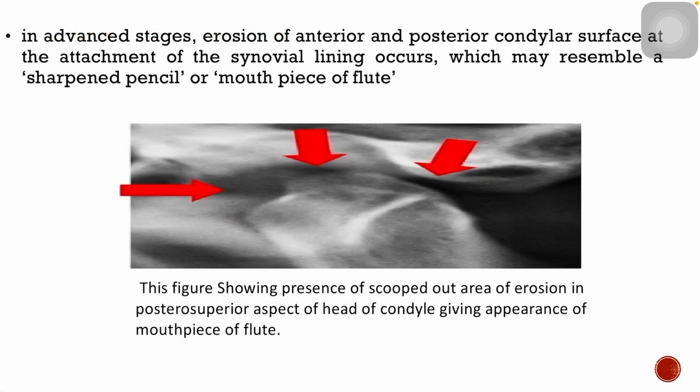In the advanced stage, erosion of the anterior and posterior condylar surface at the attachment of the synovial lining occurs, which may resemble a sharpened pencil or the mouthpiece of a flute, as shown in this picture.